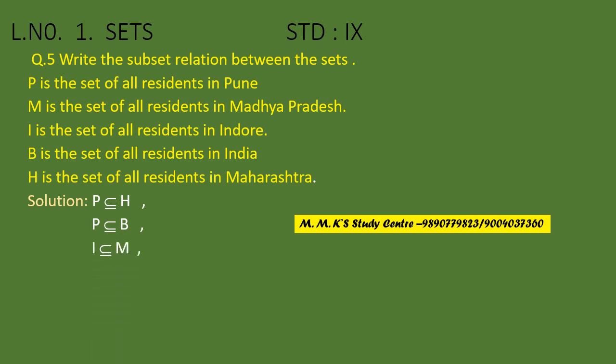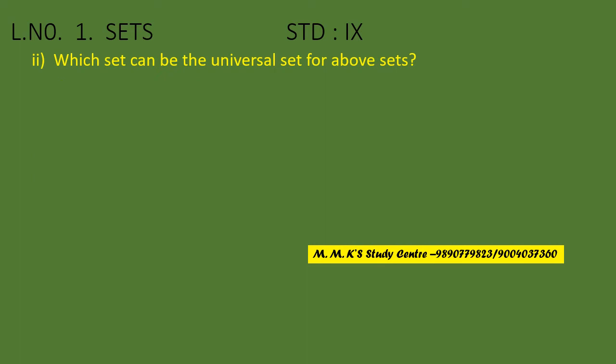Then I stands for Indore. Indore is present in Madhya Pradesh. So I is a subset of M. Indore is also present in India. So I is a subset of India, that is B. Then H stands for Maharashtra. Maharashtra is present in India. So H is a subset of B. Similarly, M means Madhya Pradesh. Madhya Pradesh is also a subset of India, because Madhya Pradesh is in India.